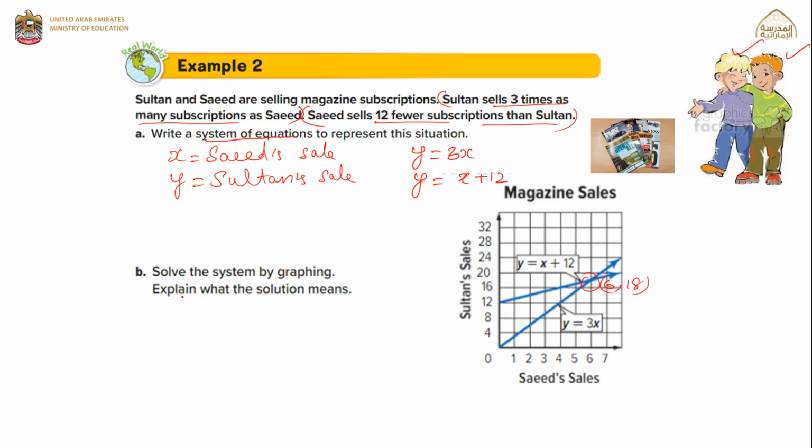Okay, the question says, explain what the solution 6, 18 means. So you find that Sultan sells 18 subscriptions because y stands for Sultan's sales. So Sultan sells 18 subscriptions, whereas Said is selling 6 subscriptions.